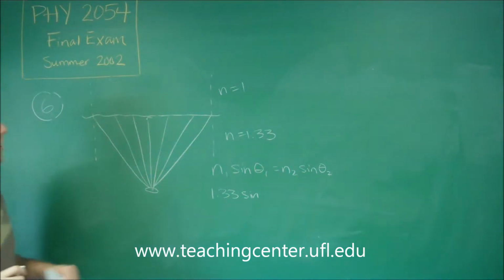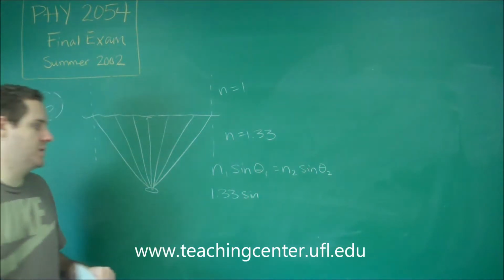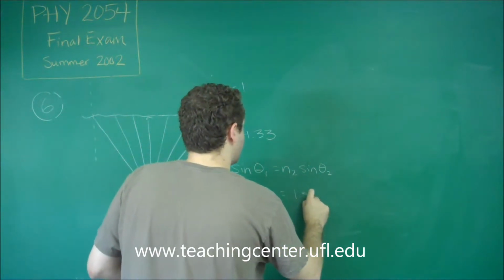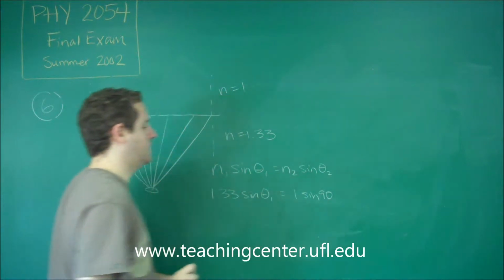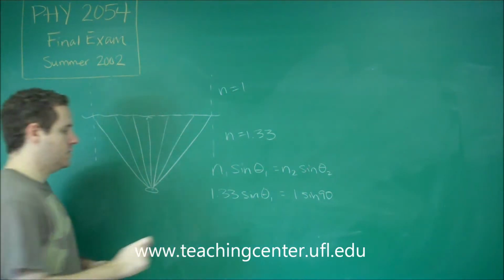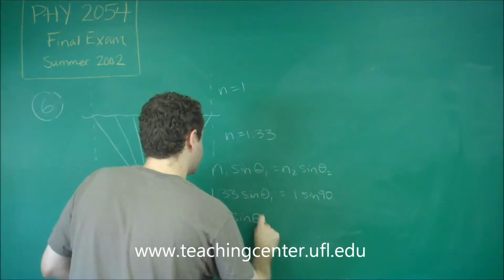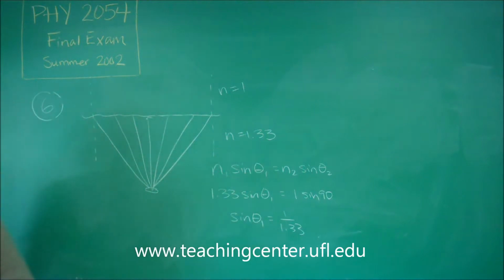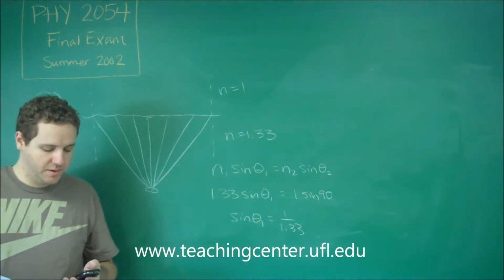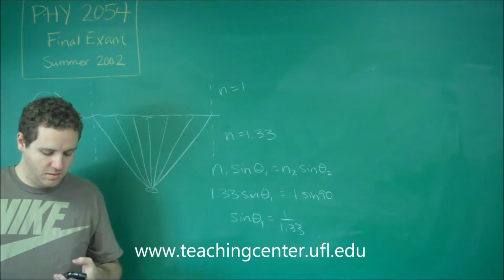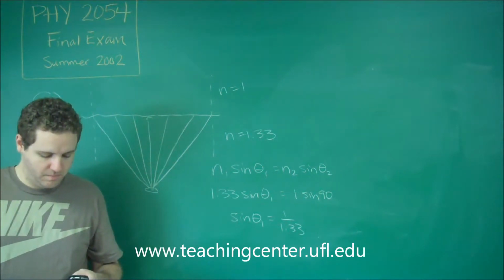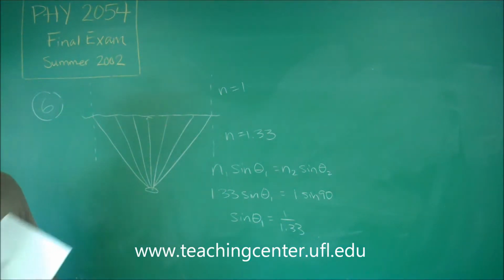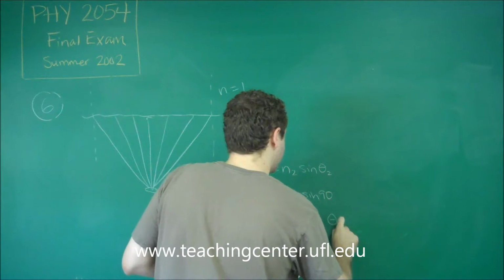So we want our incoming angles to have an output angle of 90 degrees. So we don't know what our incoming angle is, but we know that in n2 we want it to be sine of 90. Sine of 90 is 1. So we get sine theta 1 equals 1 over 1.33. And we can solve for that. So let me do that real quick. So we get an angle of 48.75 as our critical angle.